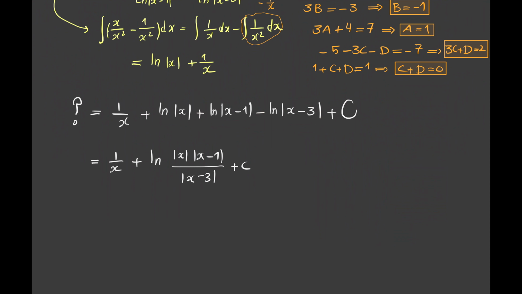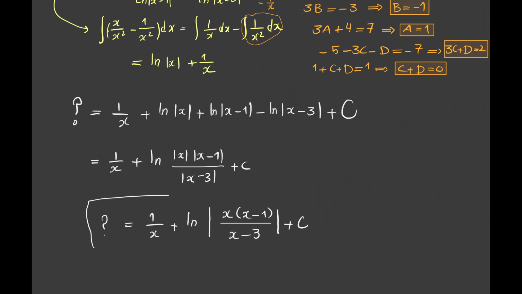But of course you know that absolute value of x times absolute value of y is absolute value of xy, and absolute value of x over absolute value of y is nothing except absolute value of x over y. So if I want to use these two formulas, finally I get this as my answer: 1 over x plus ln of one absolute value in which the numerator is x times x minus 1 and the denominator is x minus 3, plus c. And that is the final answer to this integral. Okay?